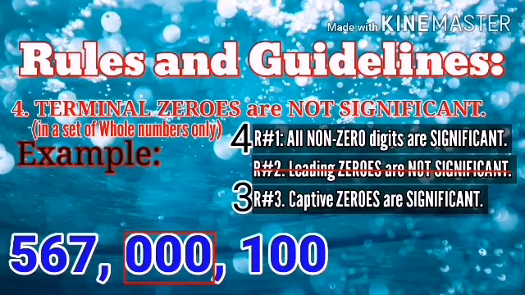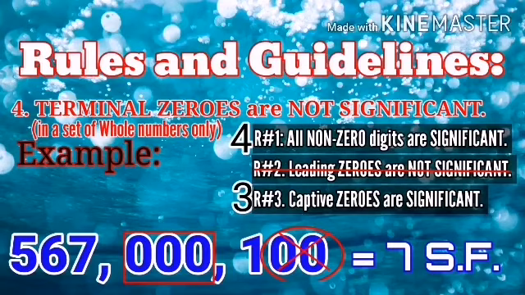Okay, now let's apply rule number 4. Do we have terminal zeros? Okay, these are now our terminal zeros. And of course, they are not significant. Therefore, how many significant figures do we have now? 4 from rule number 1 and 3 from rule number 3. Therefore, we have how many? We have 7 significant figures.